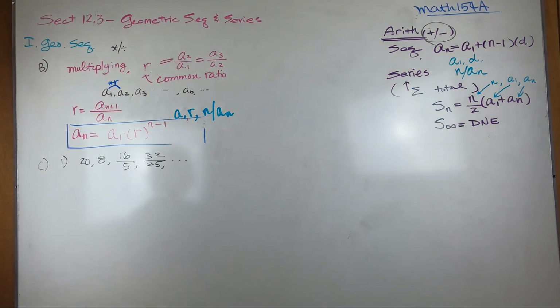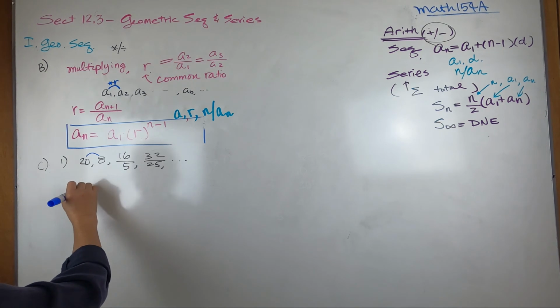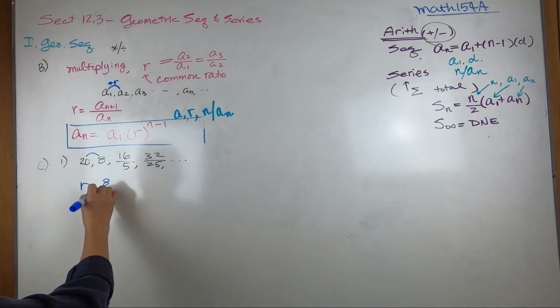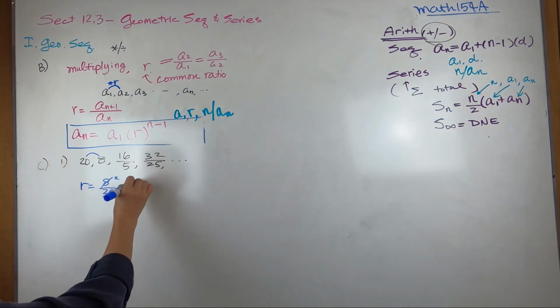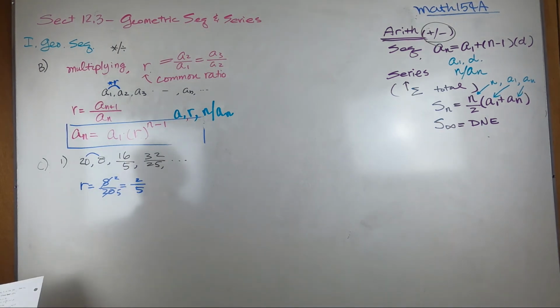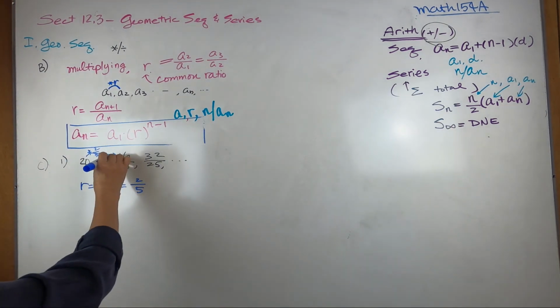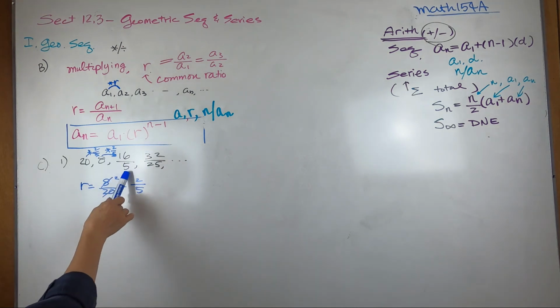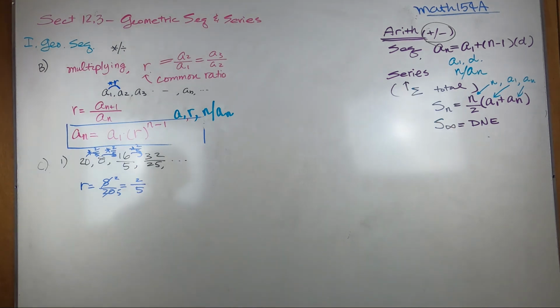So what do you think? Do we have a geometric sequence? It's possible. So R would be the second term divided by the first term. That would be 2/5. Is that right? Let's check: you multiply by 2/5, you get 8. You multiply by 2/5, then you get this. Then you multiply by 2/5, and you get the next term. So we do have a geometric sequence.